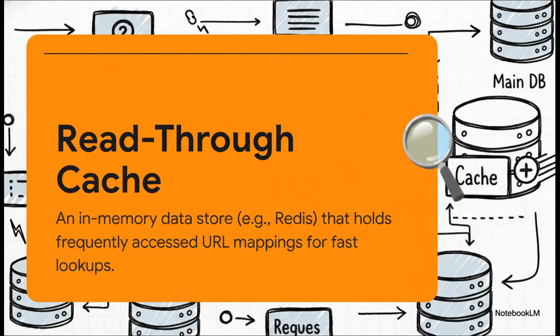Okay, so the technical fix here is something called a read-through cache, often built with a tool like Redis. It's basically a super fast, in-memory data store that acts like a helpful assistant sitting in front of our main database. When a request comes in, we ask the cache first. If the link's there, bam, we serve it instantly. If not, okay, we go get it from the main database. But, and this is the clever part, we also stick a copy in the cache for the next person who asks. This just makes everything dramatically faster.